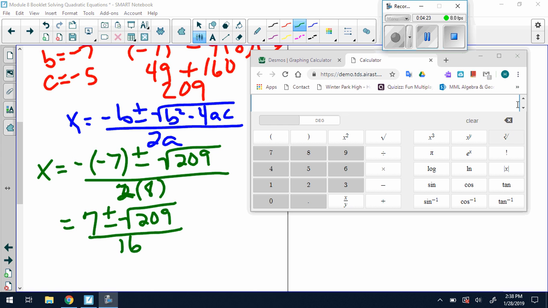So this is the calculator that I've got linked for you in Canvas, and this is what your calculator will look like if you have the one that's inside the testing platform for the EOC. If you have a handheld one that's been approved, you can use that as well, but I'm going to go through and show you how to do this one. Now, I'm going to type it in exactly as we have it, but I have to use parentheses to keep my numerator together. So I'm going to go 7 plus the square root of 209. And I'm going to arrow myself out of there, close the parenthesis, and then I'm going to do divided by 16.